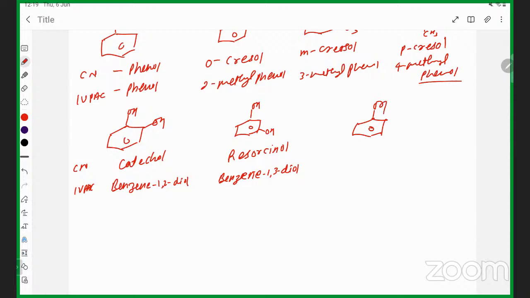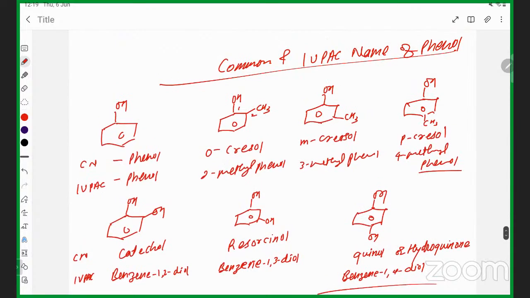Last one. This is the OH. Here is OH. This is called quinol, common name. Yeah, hydroquinone. This will come again, reaction is there. Hydroquinone. And IUPAC, if you are writing, benzene 1, 4 diol. So these all are the IUPAC names. Some examples we have done.